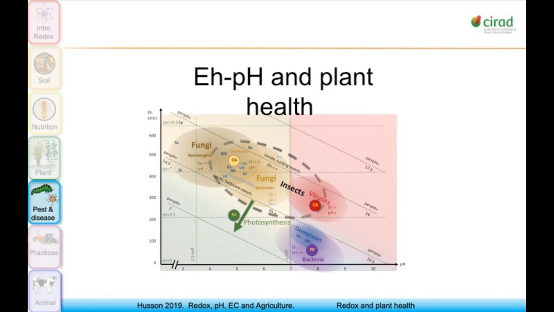It's ancient work, but for human health, he was saying that viruses develop in alkaline and oxidized conditions, fungi in acidic and oxidized conditions, and bacteria in alkaline reduced conditions. For the plants, we find exactly the same. Okay, so we completely change the perspective.